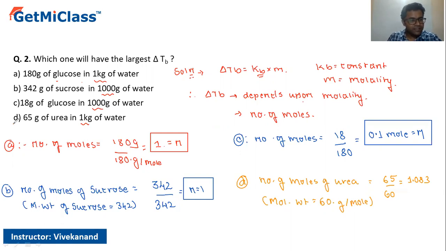So therefore, our answer is option D, as the number of moles is greater. The delta TB is going to be greater for 65 grams of urea in 1 kg of water.